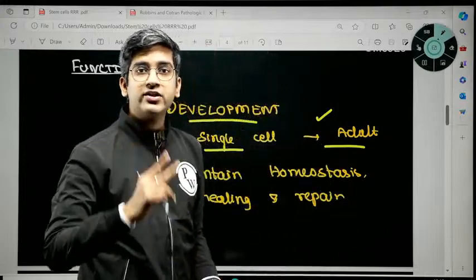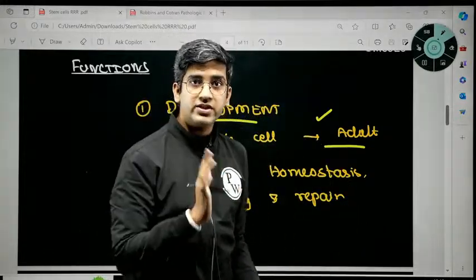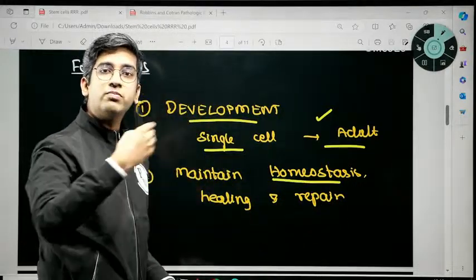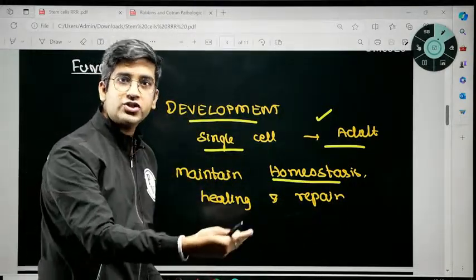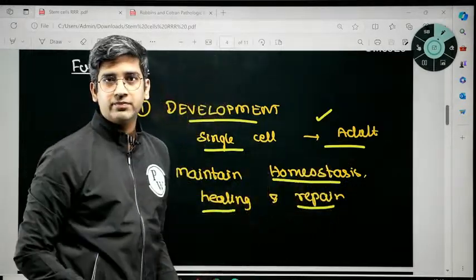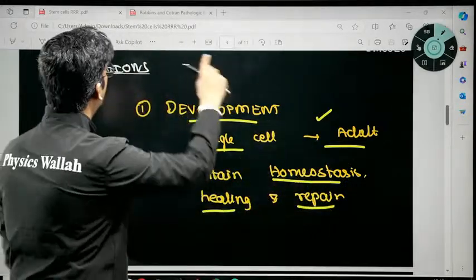So the second utility of stem cell, apart from embryogenesis, is homeostasis. Whenever my skin is lost, it has to bring it back. Whenever my GIT is lost, it has to bring it back. And healing and repair, I do need them. Where this is given is, we'll go back to Robbins.